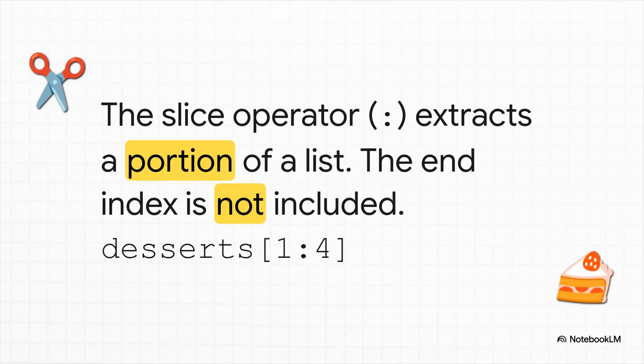Now, the most important rule of slicing to remember is that it goes up to but does not include the end index. So a slice of 1,4 is going to grab the items at index 1, 2, and 3, but it stops before it gets to index 4.